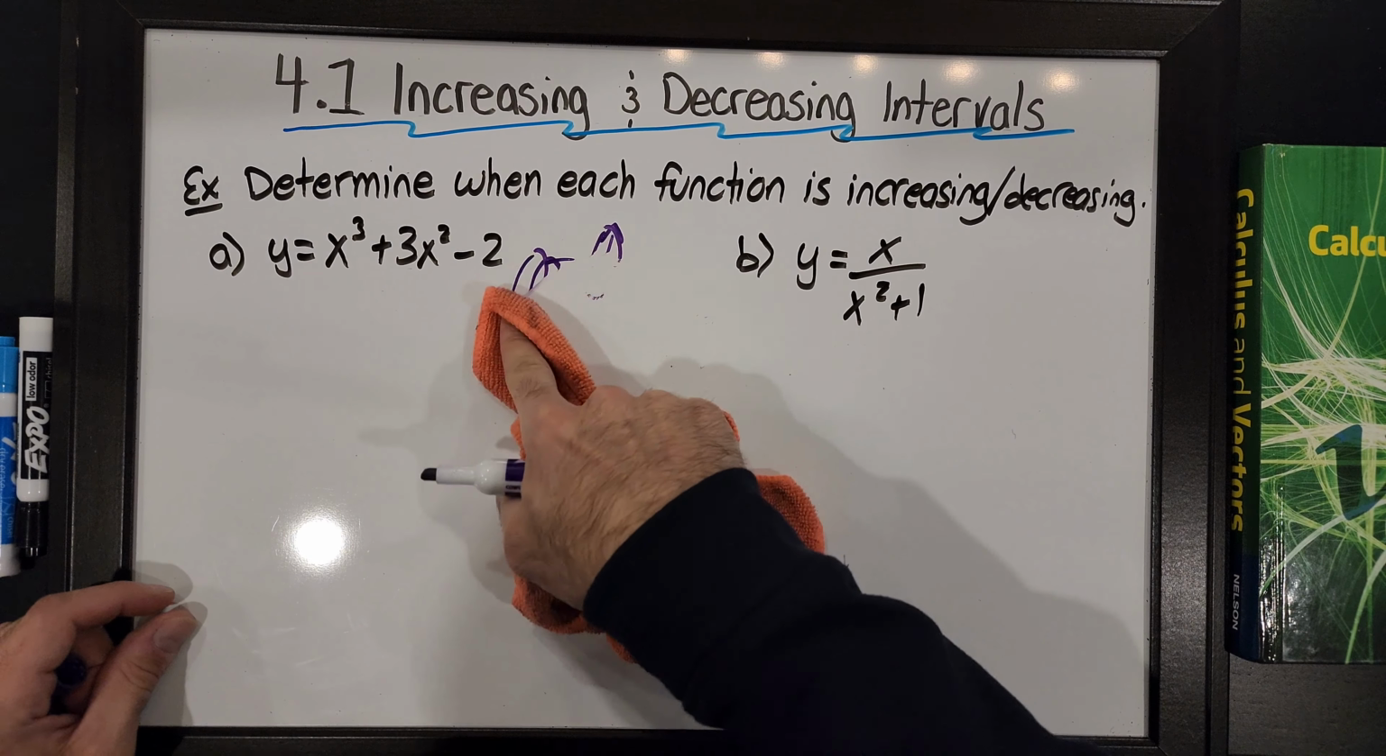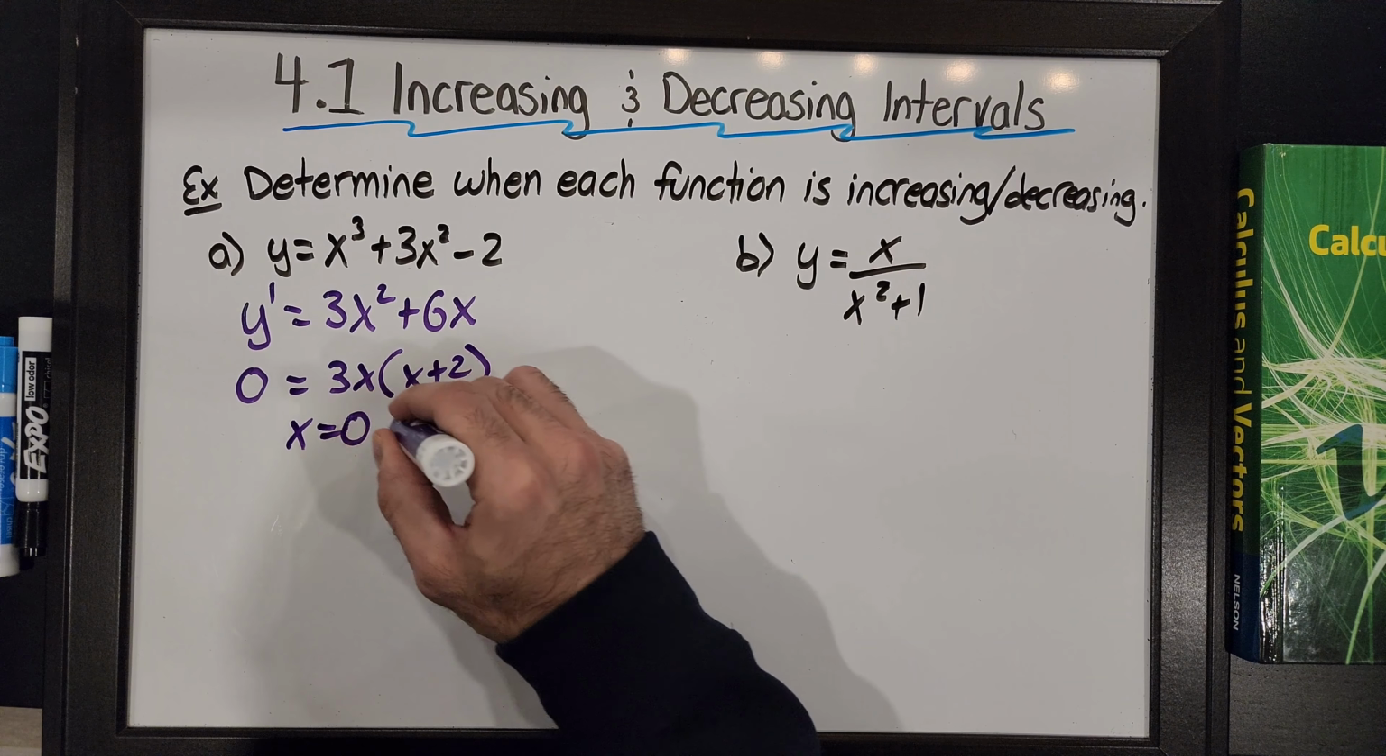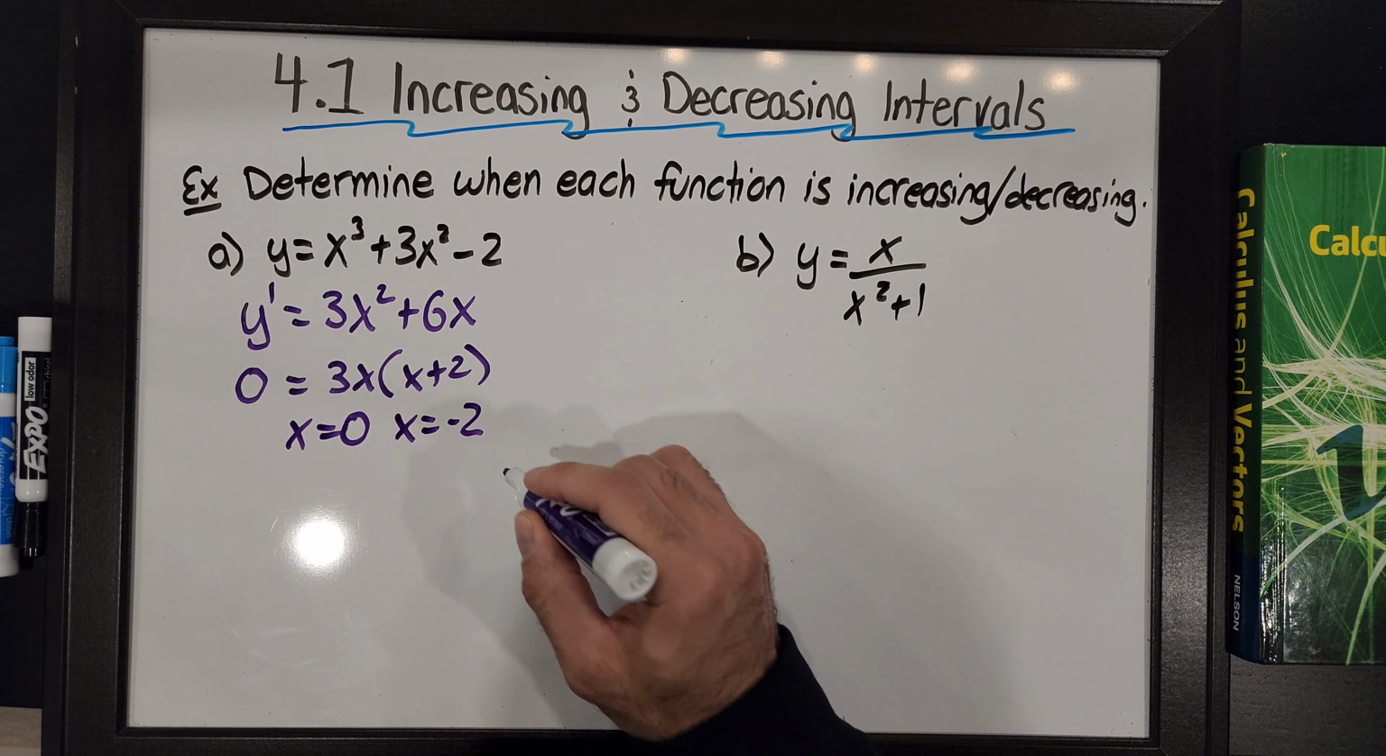I found y prime. I'm going to set it equal to 0. I always have to find the 0. I'm going to factor out 3x. And now I know that x equals 0 and x equals negative 2.